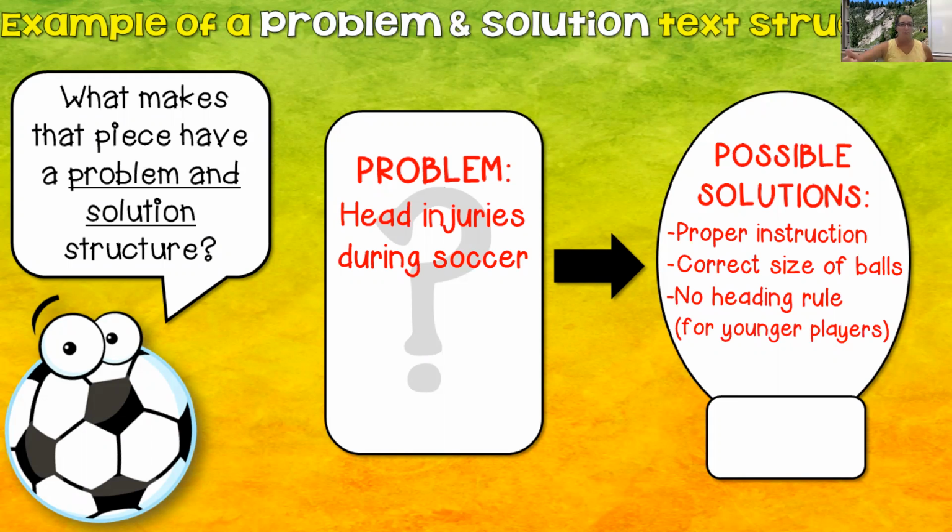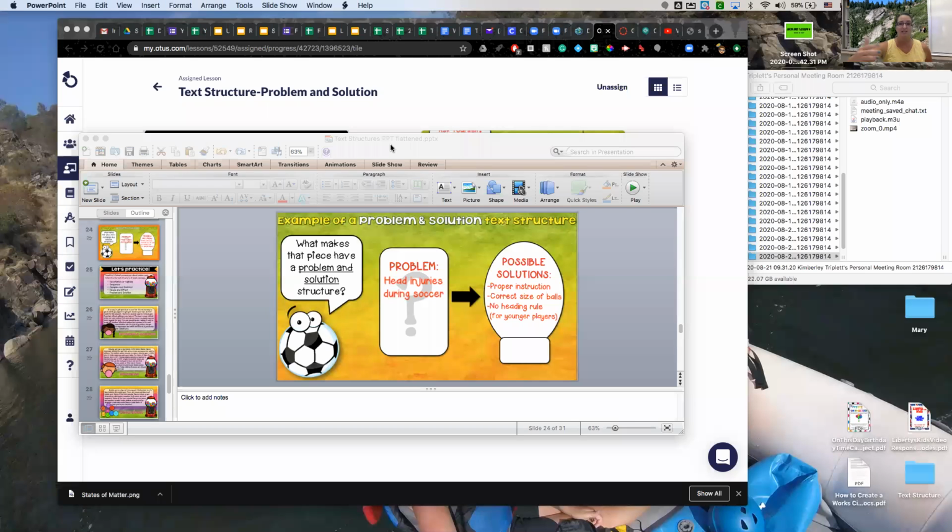They said proper instruction is one solution, using the correct size ball, and also having a no heading rule for younger players, okay? So with a problem solution, you're identifying the problem, and then you're giving some ideas for how that problem can be solved, okay?